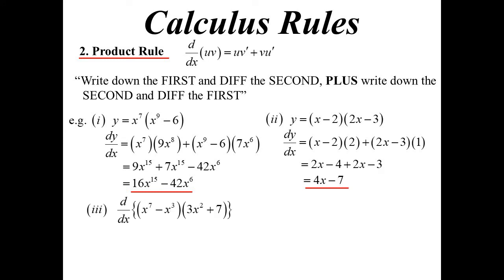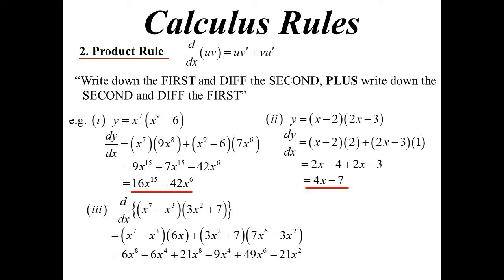Ooh, fancy notation, d/dx. We're still doing the same thing. Write down the first, x to the 7 minus x cubed, diff the second, 6x, plus write down the second, 3x squared plus 7, diff the first, 7x to the 6 minus 3x squared. This is a really good illustration of why it would actually be quicker to expand, because if you look at it, I've still got a binomial expansion I have to do anyway in the answer, so it's probably more efficient to expand this sort of one out first. Expand out, tidy up, there it is.